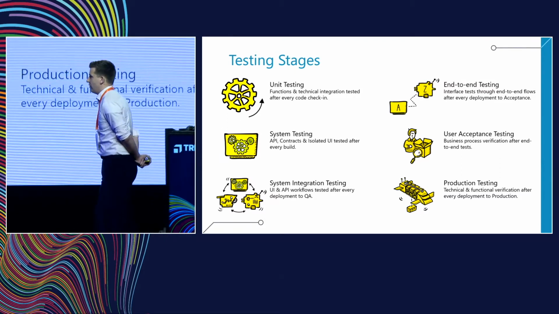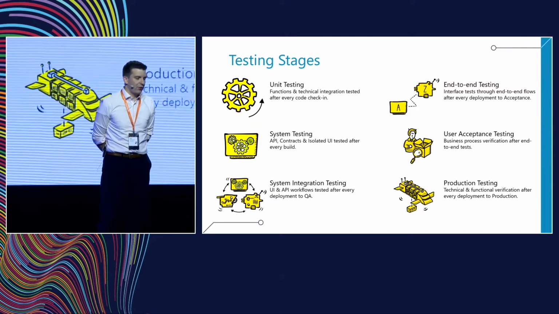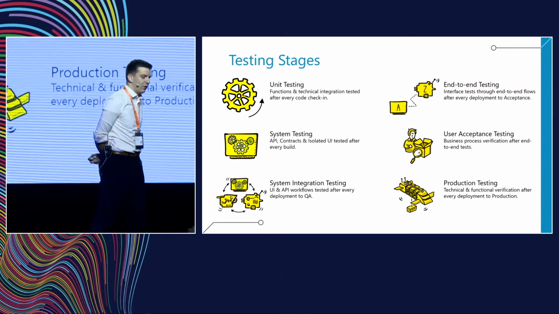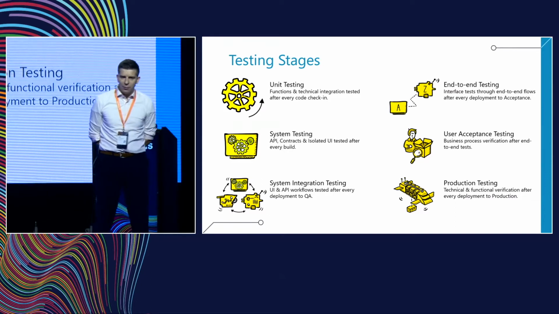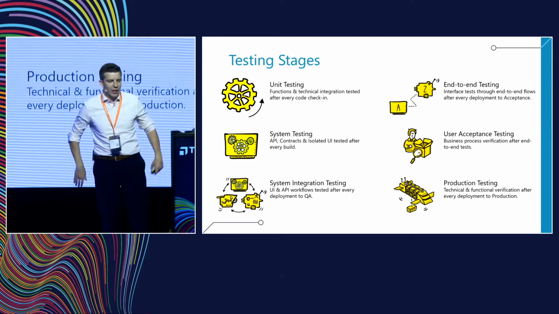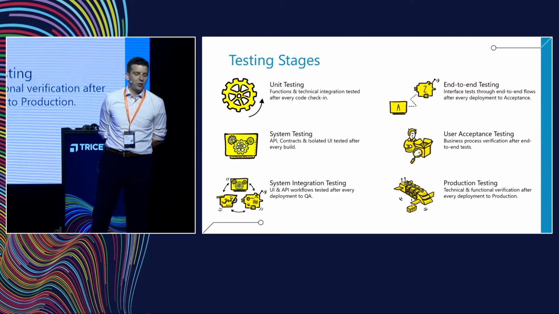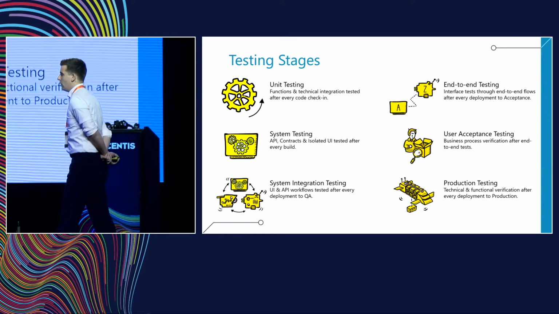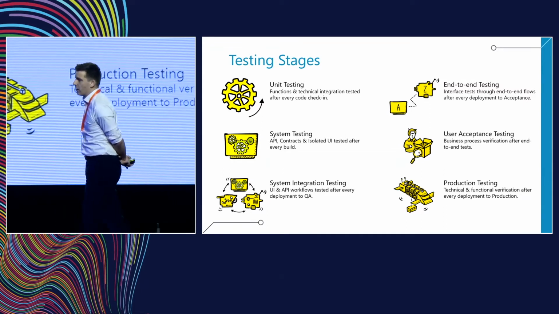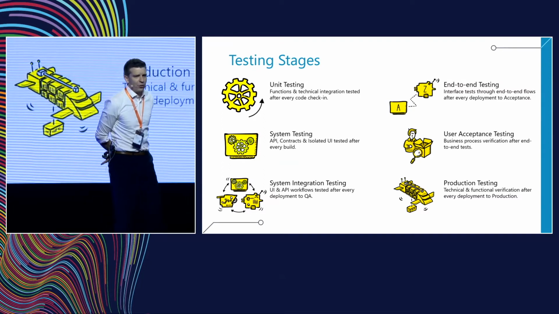Then the next level of testing, which also happens on the team level, is the system testing. For system testing, you're basically testing your application in isolation to verify if your APIs are functioning according to your contracts, so how the API should be structured, as well as the isolated UI of the application, before you put it in a QA environment where you're going to do the first integration testing. But the integration testing happens on the program level.